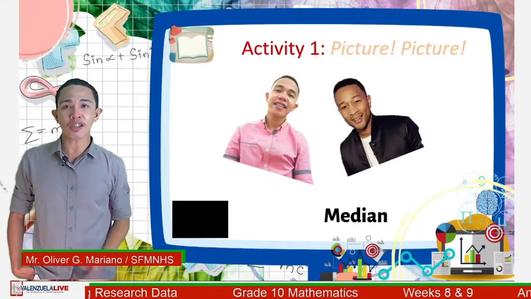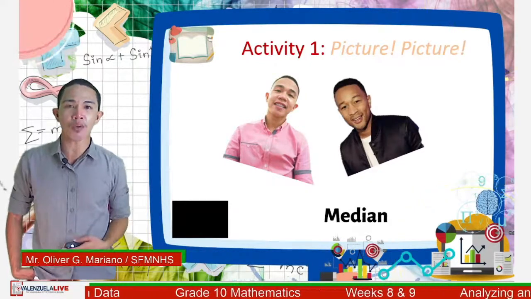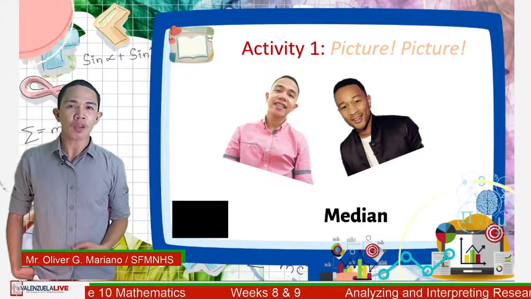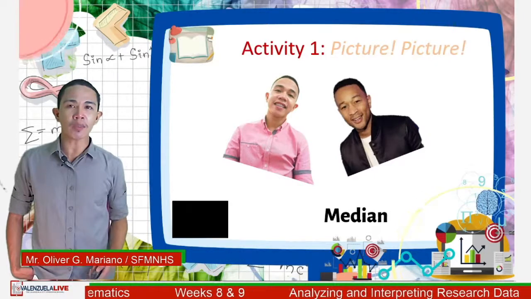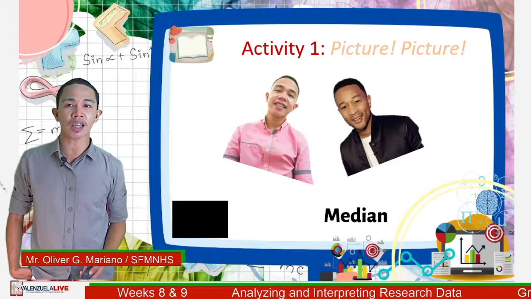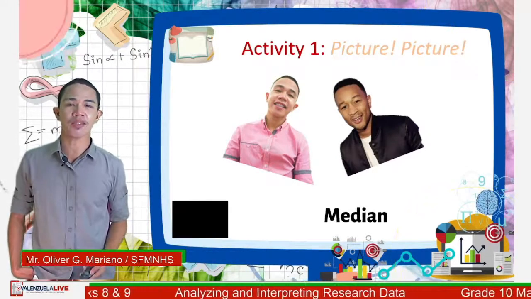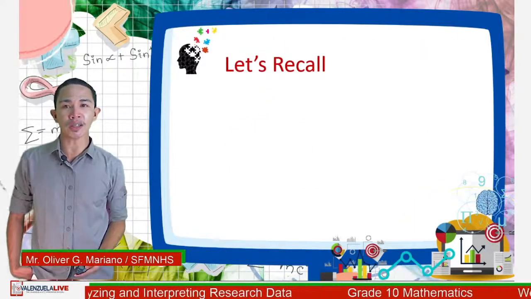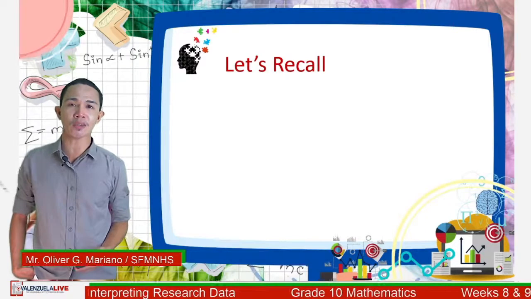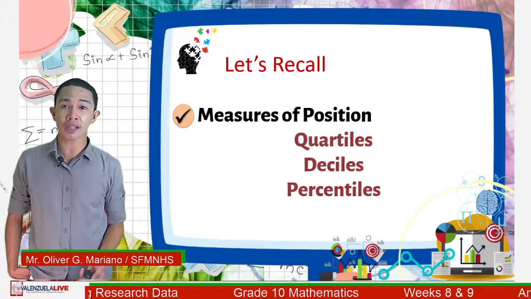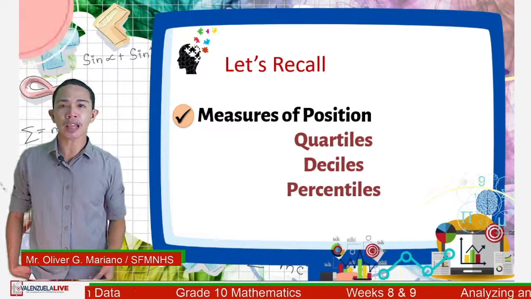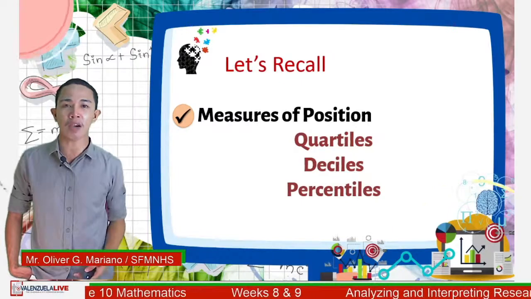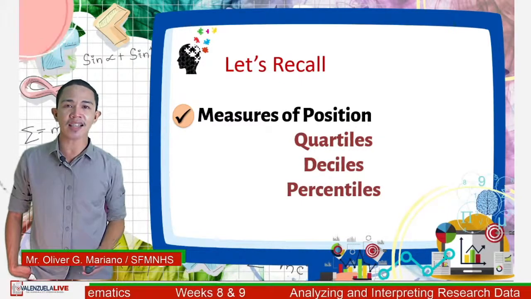For this lesson, we will be dealing more about how we analyze and interpret research data which are obtained from the computation or calculation of such statistical measures. So to formally recall all the terms that you have learned so far, we have the measures of position. And I know that you can clearly recall all of these terms up to now. We have quartiles, deciles, and percentiles.